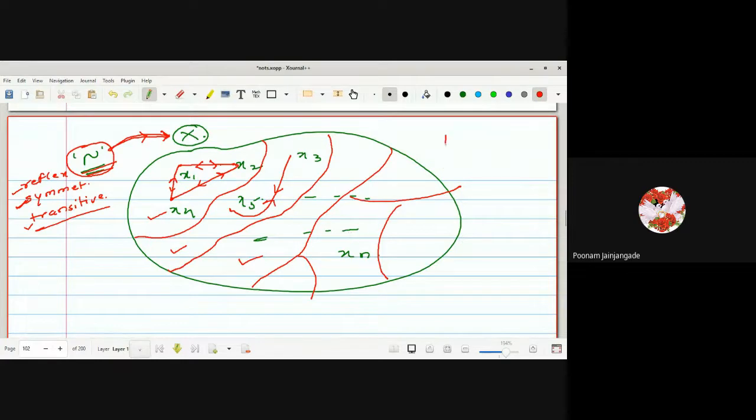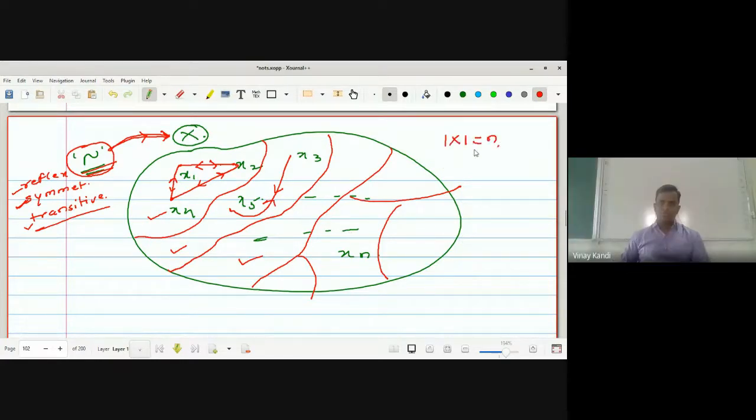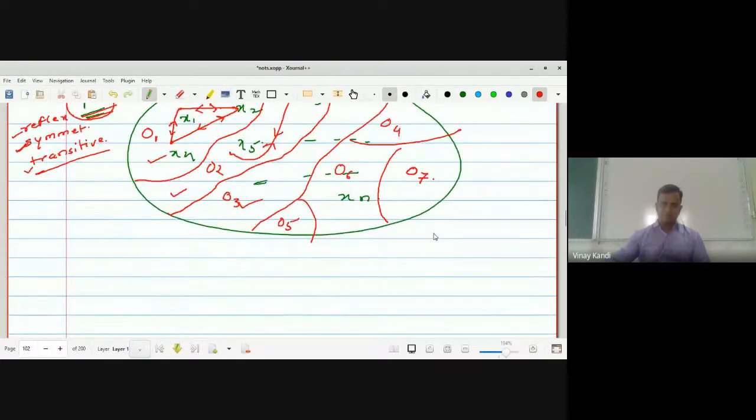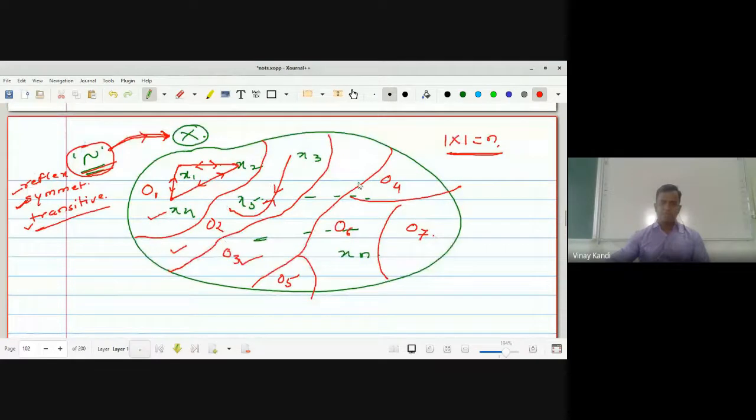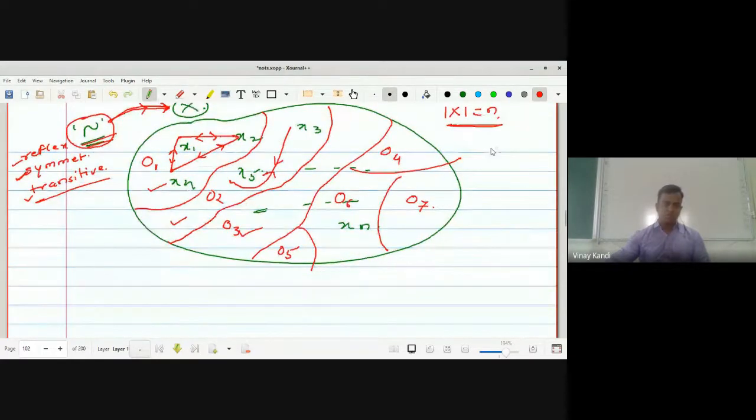Okay, suppose the order of X is equal to n. How many elements are in X? N. Now suppose this is orbit 1, the first part of this set. Now suppose this is orbit 2, this is orbit 3, orbit 4, orbit 5, orbit 6, and orbit 7. Suppose these are the 7 parts of this set X, and the order of X is equal to small n.